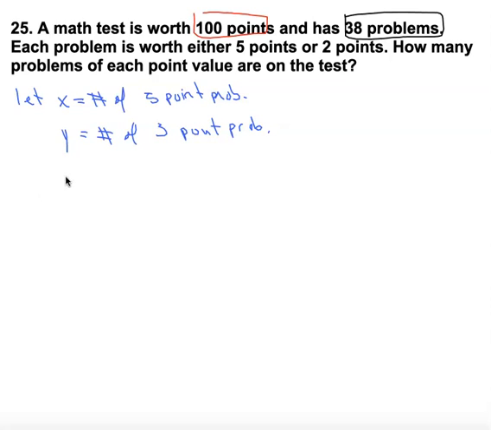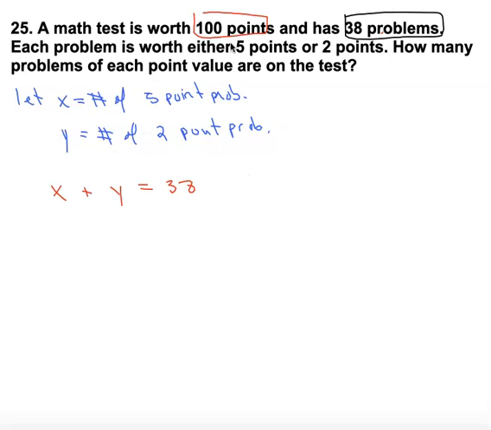And how many problems do we have altogether? 38 problems. Therefore, my first equation, x is the number of 5-point problems, plus y, the number of 3-point problems, should give me a total of 38 problems. Correction there, not 3-point, but 2-point problems. Sorry about that. So x being the number of 5-point, y being the number of 2-point problems, total of 38.